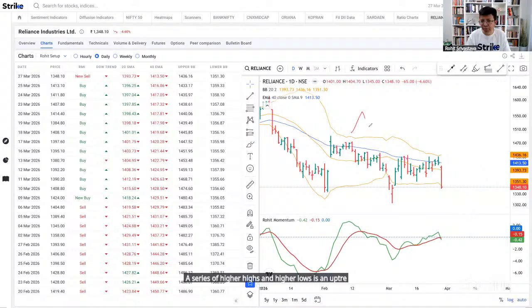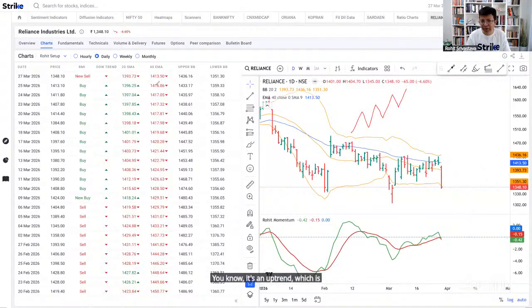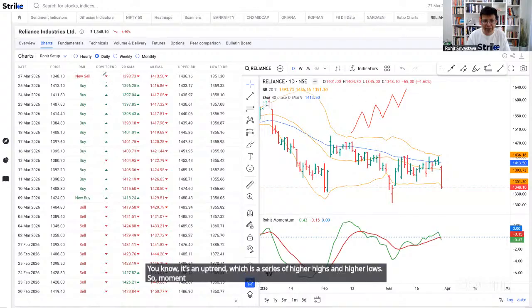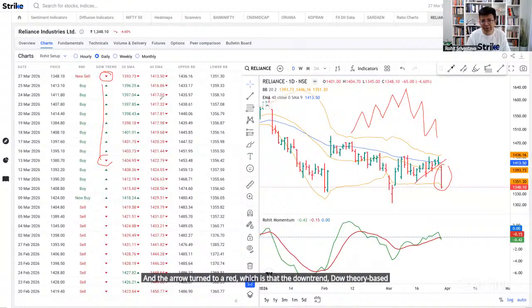So when prices move up, the moment they move higher, it's an uptrend, which is a series of higher highs and higher lows. So the moment an uptrend is happening, you see a green arrow. The moment it turns into a downtrend, which means it starts making lower lows and lower highs, which is what has happened here, right? Reliance fell a lot, breaking all the previous lows, and the arrow turned red, which is that the Dow theory based trend reading went negative.